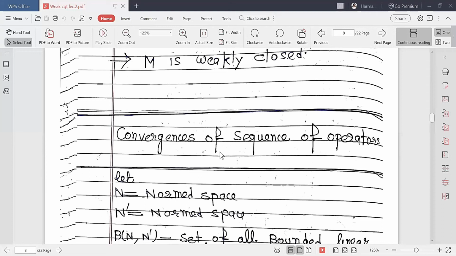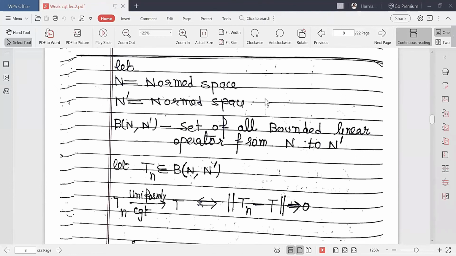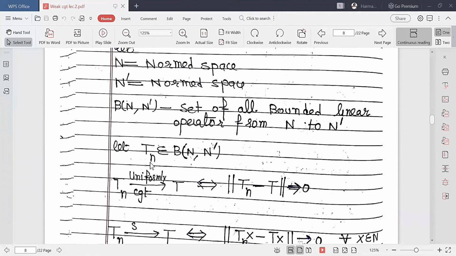Now, convergence of sequences in the case of operators. If N is a normed space and N dash is a normed space, we already know that B(N, N dash) is the set of all bounded linear operators from N to N dash. Let Tn belong to B(N, N dash). It means Tn is a sequence of bounded linear operators.